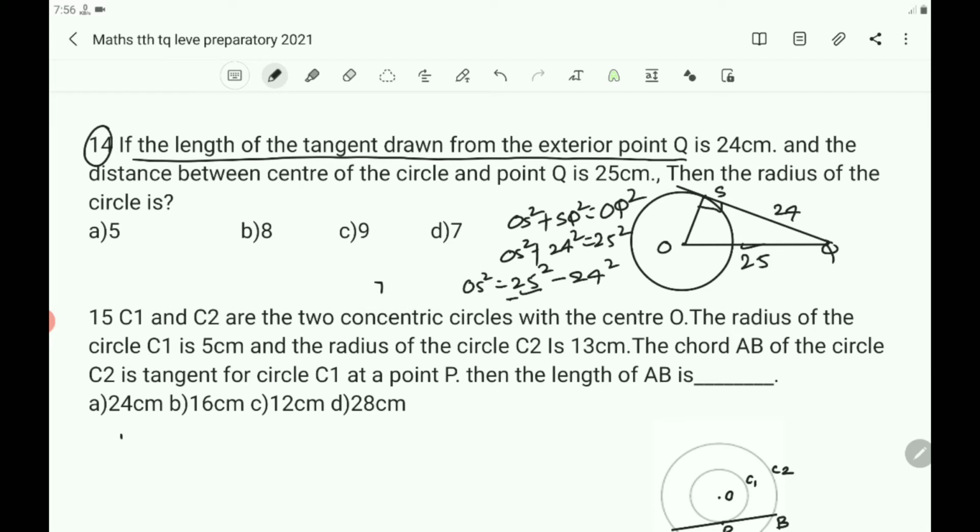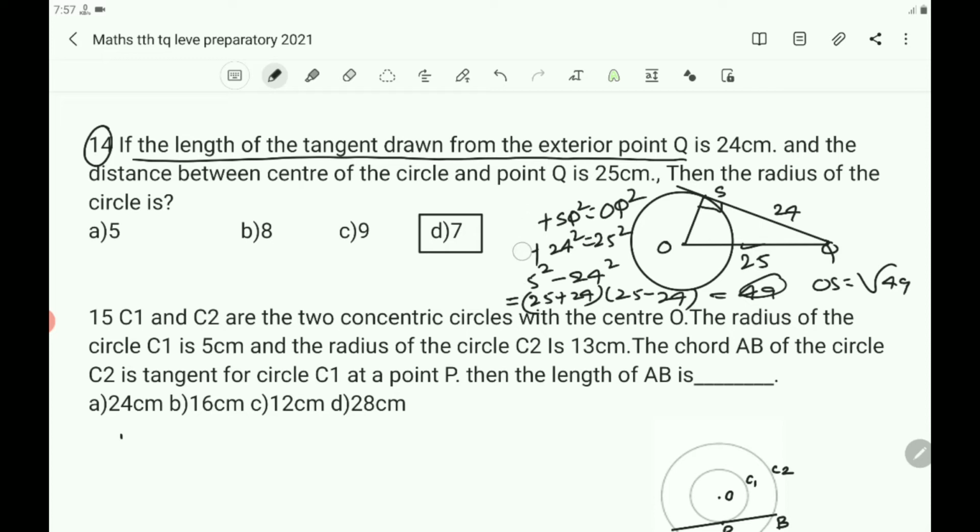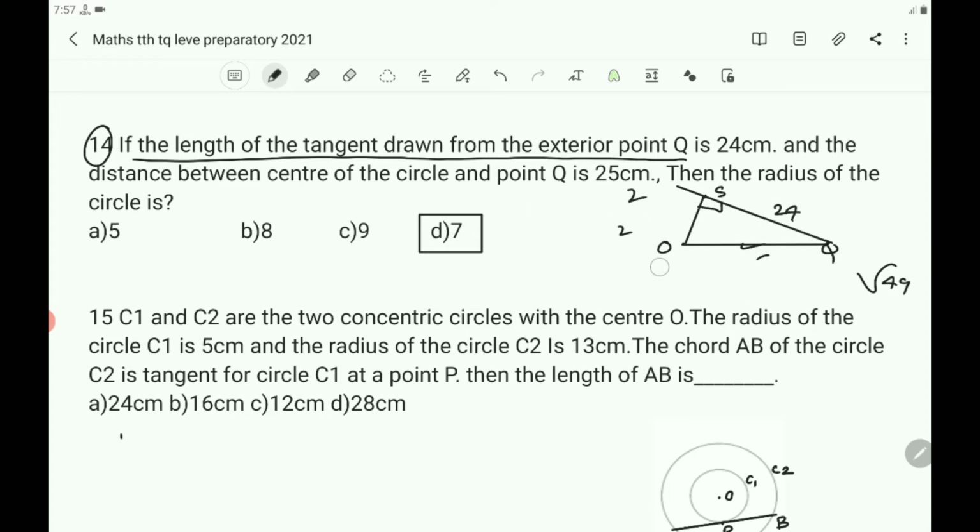Otherwise you use the identity 25 plus 24 into 25 minus 24. Again here also you will get 49 into 1, that is OS square equals 49. So OS equals root 49. If you know the Pythagorean triplet, then you can make out the answer easily. So which option is the answer here? Answer is D. OS equals root 49. Next let us take the next question.